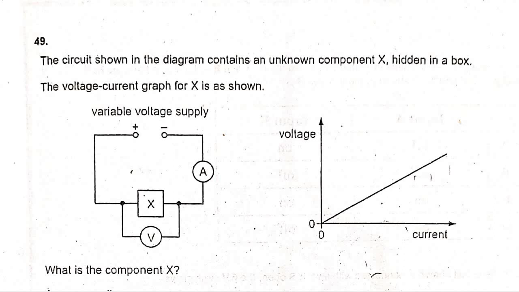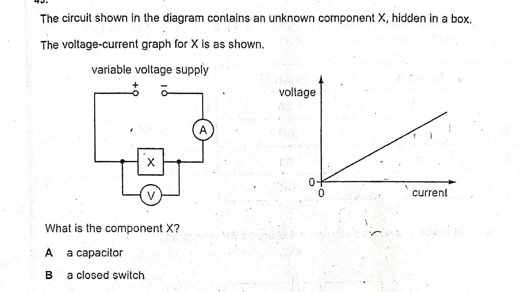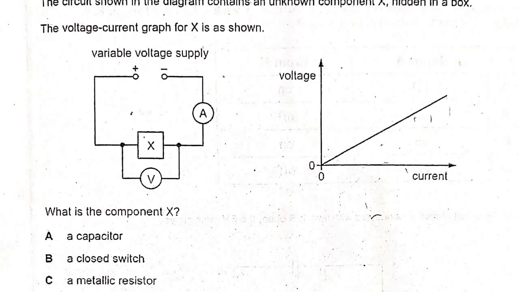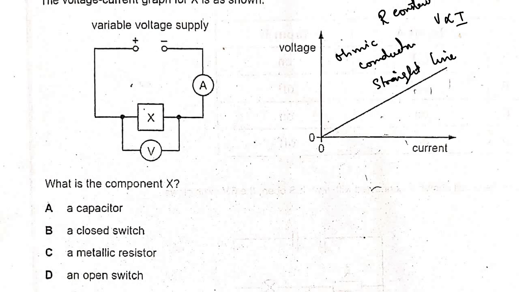Now let's see question number 49. In question number 49, the circuit diagram shows a component that is unknown, in box X, and the voltage-current graph is shown. As we can see, the voltage-current graph is a straight line, and a straight line shows that voltage is directly proportional to current and resistance is constant, and resistance is constant for an ohmic conductor. So the resistance of an ohmic conductor is always constant, and the component present inside this box is an ohmic conductor, a metallic conductor. So option C is the right answer.